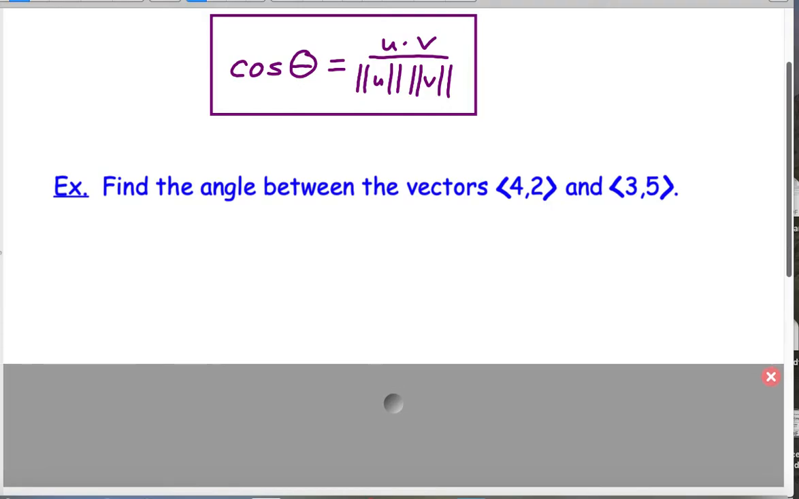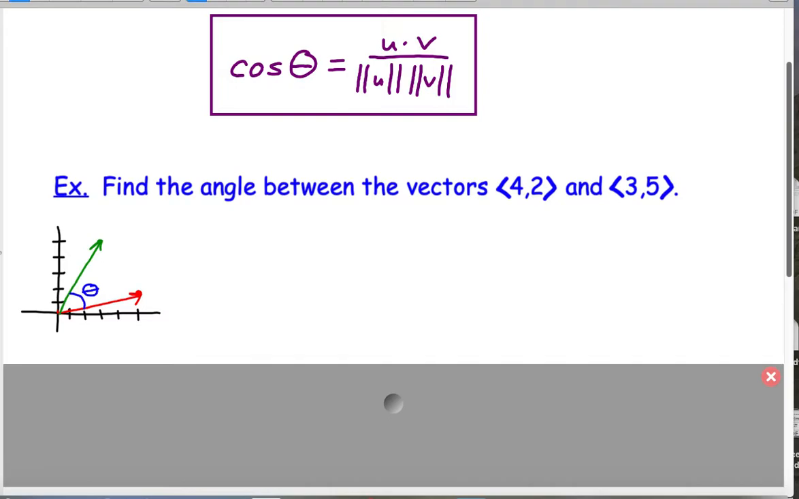All right, so we've got two vectors, 4, 2, and 3, 5. By the way, let's just do a quick graph to get a visual for this. 1, 2, 3, 4, 5. All right, let's plot these two vectors. So 4, 2 is about here. There's 4, 2. And then 3, 5 would be there. And I'm looking for this angle theta in between there.